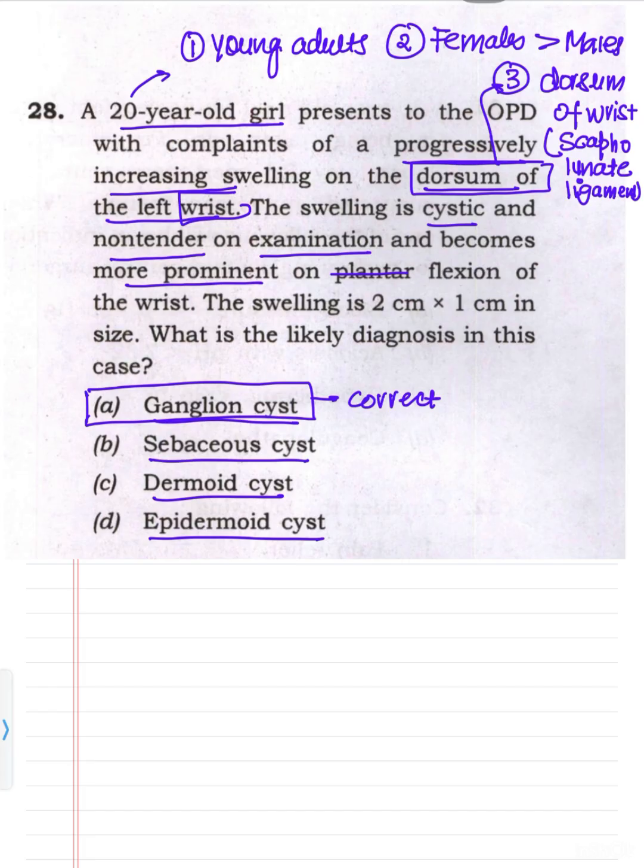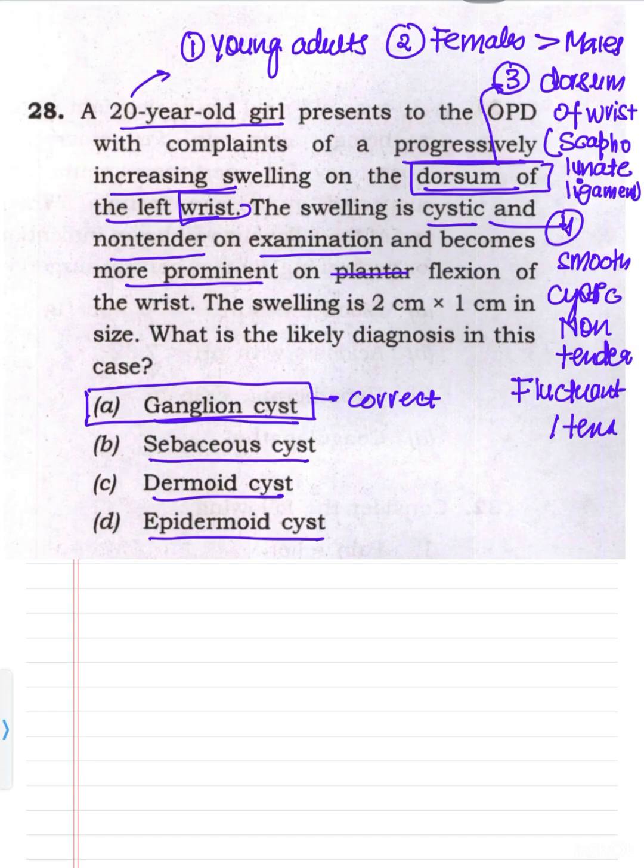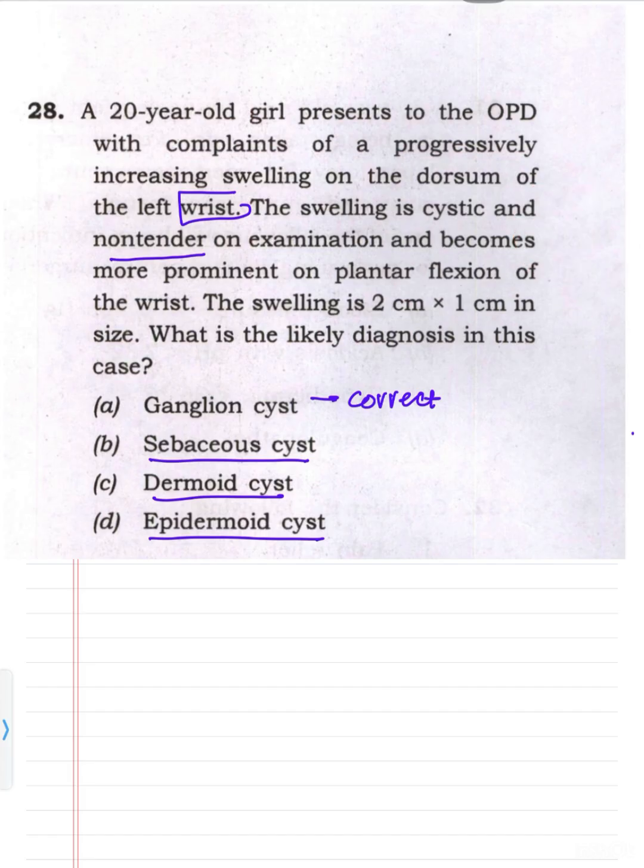Now the fourth clue is its characteristic, like it is cystic, it is smooth, cystic, non-tender, and other features are it is fluctuant or tense. Then another clue is that it becomes more prominent on the palmar flexion or volar flexion of the wrist. It is a clear classical examination finding. So that's why the answer will be the ganglion cyst. Now coming to the other options, why other options are not correct. So the correct answer is A, the ganglion cyst.